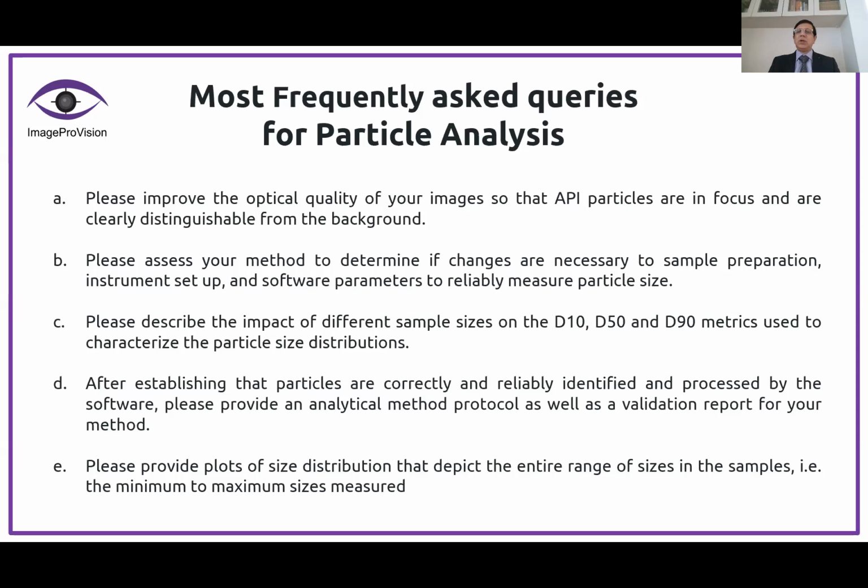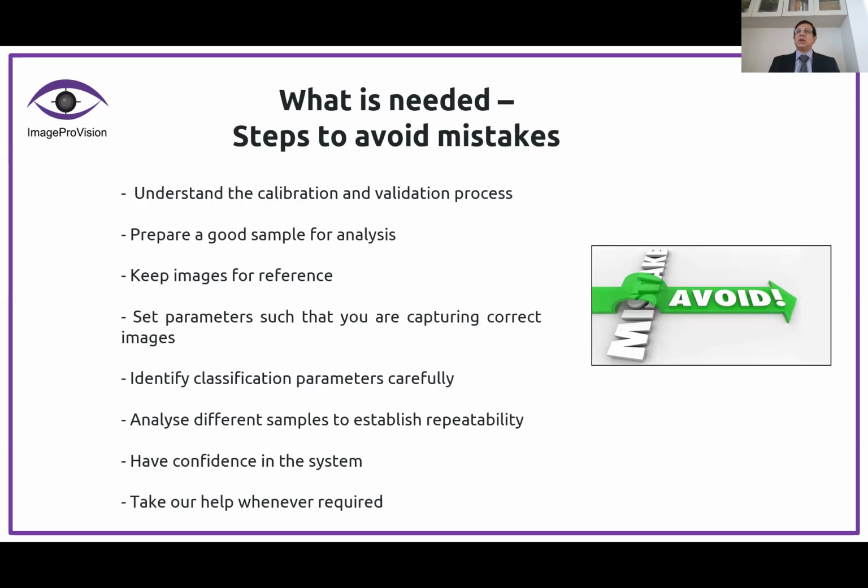I will not go into details, but again, please describe the impact of different sample sizes on the D10, D50, D90 matrix. So if I'm taking 10,000 particles, my D10, D50, D90 is what? If I take 50,000, is it changing? So with different sample sizes, is my consistency there or not? US FDA is concerned about that.